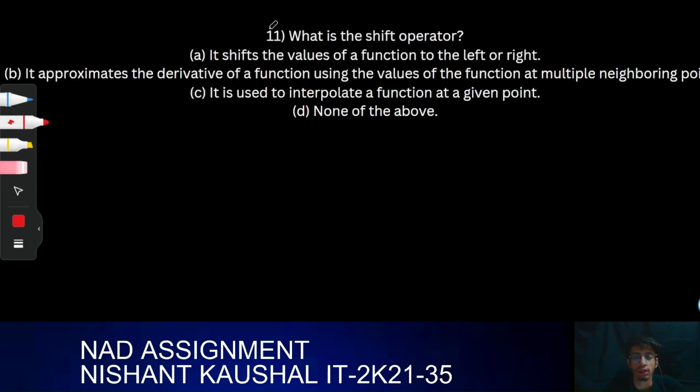Let us proceed to question number 11. What is shift operator? A. It shifts the values of a function to left or right. B. It approximates the derivative of a function using the values of the function at multiple neighboring points. C. It is used to interpolate a function at a given point. And D. None of the above.